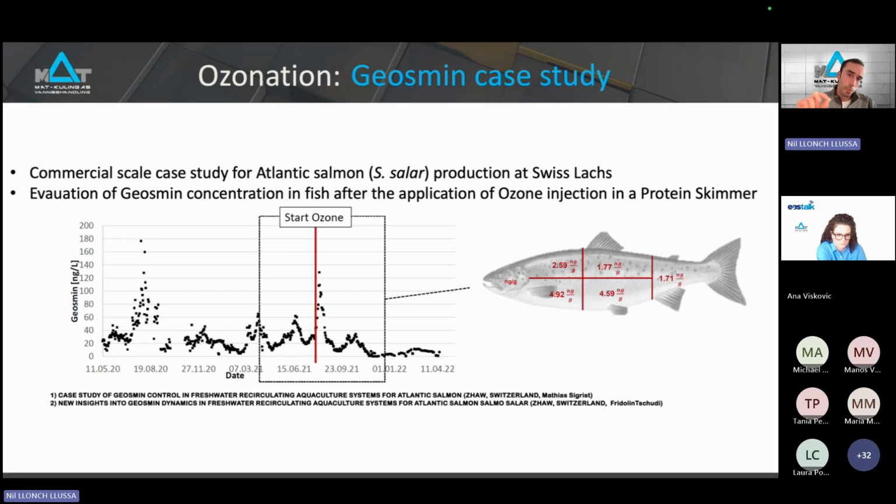And where it says start of ozone is where our skimmer plus ozone injection was added. Afterwards, the fluctuation of geosmin stopped and was also reduced to very low levels, resulting in low levels of bioaccumulation in their fish.